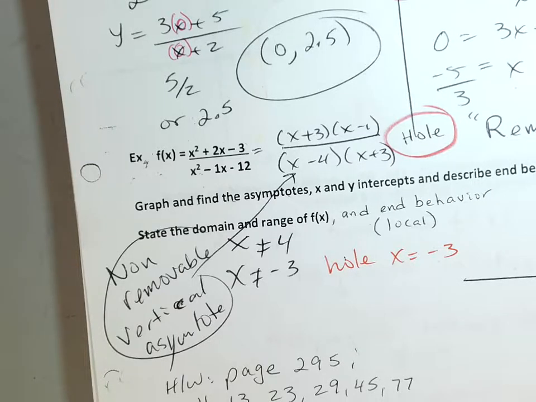Thing is that this is not my original equation, so we have to be careful on this. If I do cancel, I get an x minus 1 over an x minus 4, right? If I do remove it, these are different equations. They really are different equations.